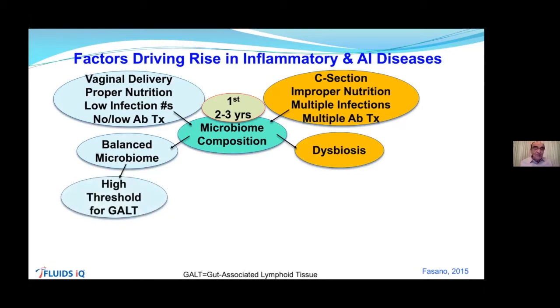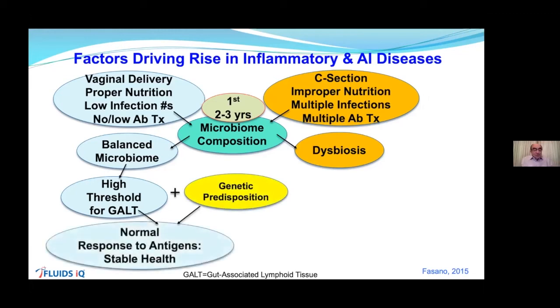If you have a balanced microbiome, then there is a very high threshold to the immune system in the lymphoid tissue of the gut, which is what you want. You want there to be a high threshold because you don't want the immune system to be shooting off at any time. You want it only to come in when there's a very serious problem. But with a high threshold and with a genetic predisposition, of course, there's therefore a normal response to antigens. You have stable health. You don't have a problem.